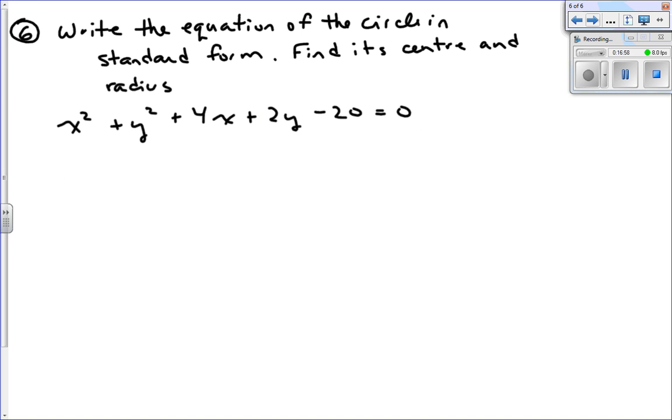And our final example is to write the equation of this circle in standard form, and we need to find its center and its radius. So this is like one of the questions that we did with ellipses, and we need to recall how to complete the square in order to do that. So we want to get it into that standard form. If you think about what we did with our steps, and maybe you've written up a cue card for that, we're going to follow those same steps.